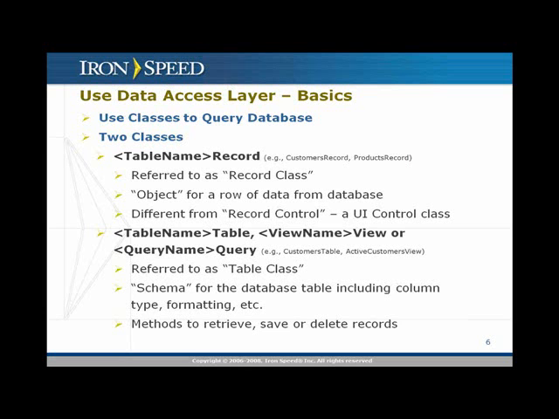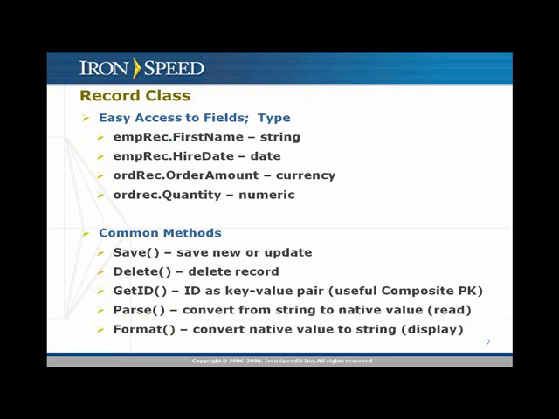So hopefully with that background, let's proceed on to what exactly you can do with the record class. If you have an instance of that record class, let's say in a variable called employee record or EMP rec, you could refer to all of the fields from that particular row in the table. So you could say employee record dot first name or hire date or last name or whatever other fields you might have. Similarly, if you have an instance for an order record, you would refer to it as order record dot order amount, dot quantity and so on.